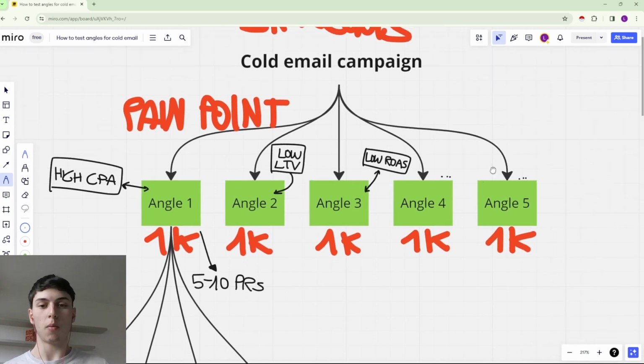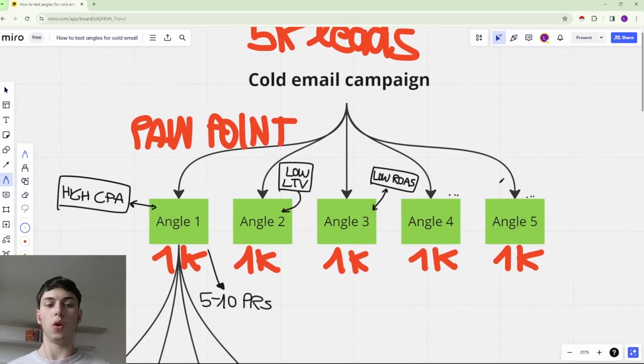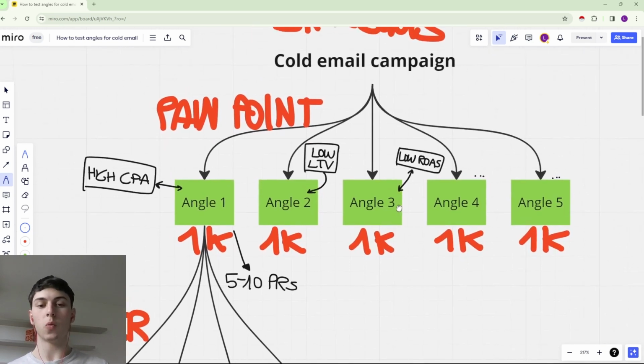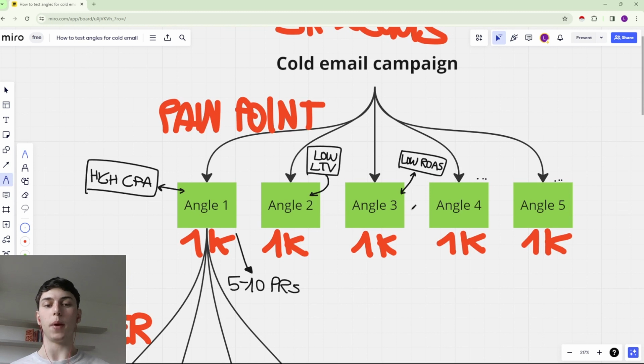You know, there are many problems that you can come up with, and you know your target market, so you can come up with those different problems and different pain points and split test them to see what actually resonates better with your target market. So you create one angle for each of those different pain points.